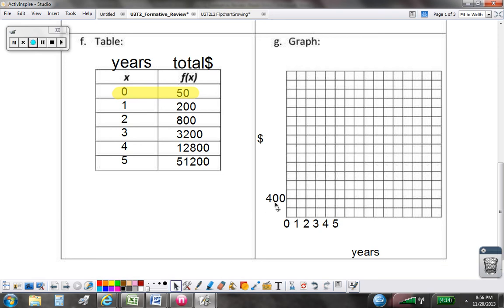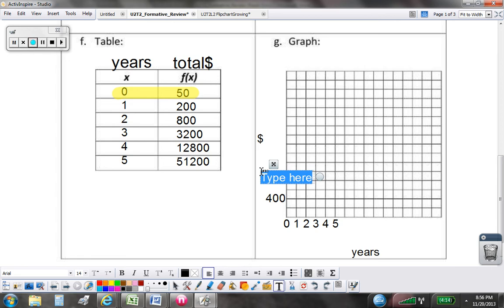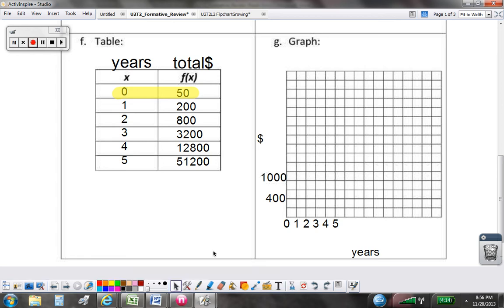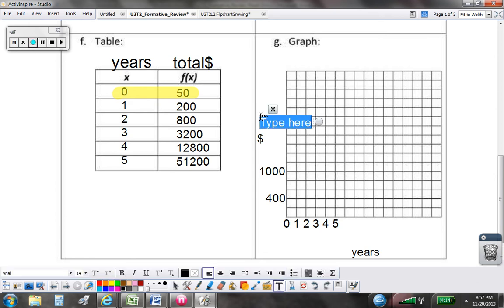Remember I'm going by 200: 2, 4, 6, 8, there's 1,000, I'll put 1,000. I like to just do random intervals, that way I'm saving time, I don't have to label everything, but at the same time it's enough information for me to plot my points. Okay, so 2, 4, 6, 8, 10. So that's 2,000. So I'm going to go one up higher. So that'll be 2,200 right there. Okay, so I'm going to put that in to 200.